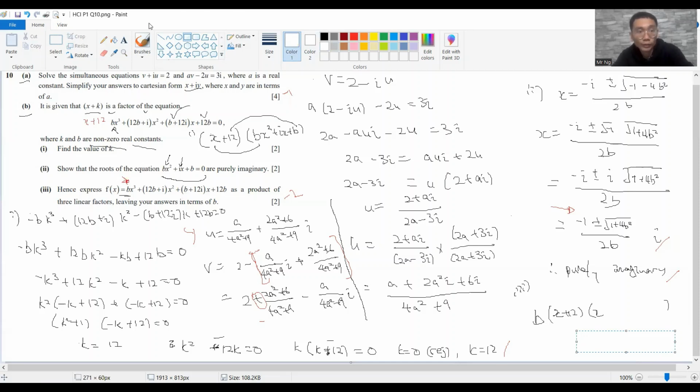We still don't know the third factor, because we are only given one factor. So we still need to balance out the equation. To balance it out, here needs to be an ax squared, so that it gives you the bx cubed. After that, this thing needs to be plus 1.